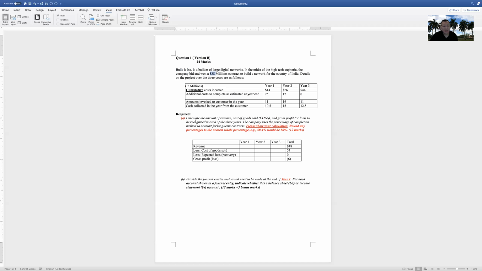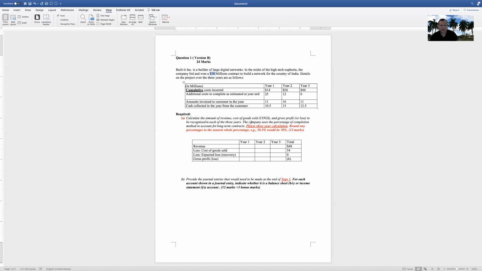So first question: calculate the amount of revenue, cost of goods sold, and gross profit to recognize in each of the 3 years. The company uses the percentage of completion method to account for a long-term contract. Show your calculations. Round any percentages to the nearest whole percentage. When you calculate the percentage, make sure you use the percentage rounded to the nearest whole percentage. Okay, so I'm going to show you how this works.